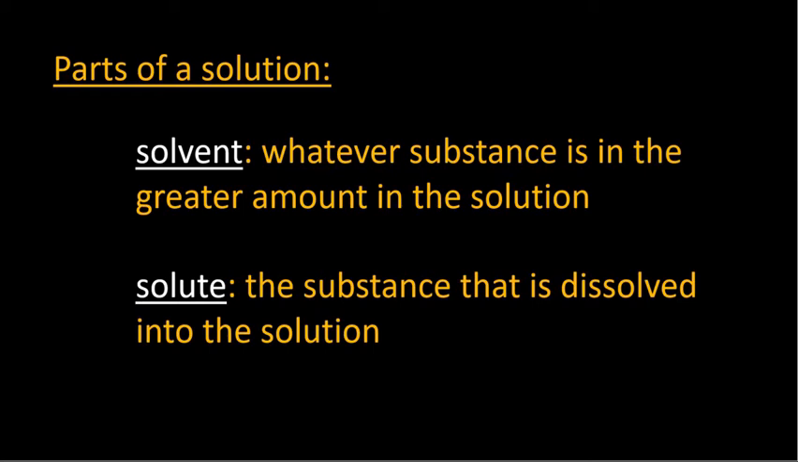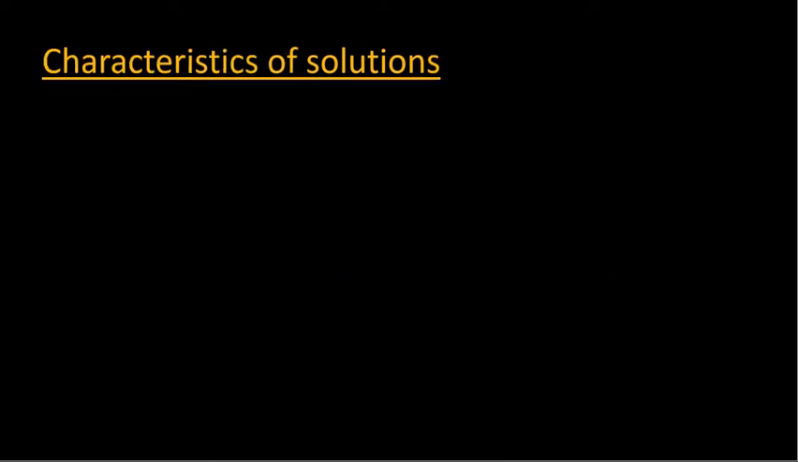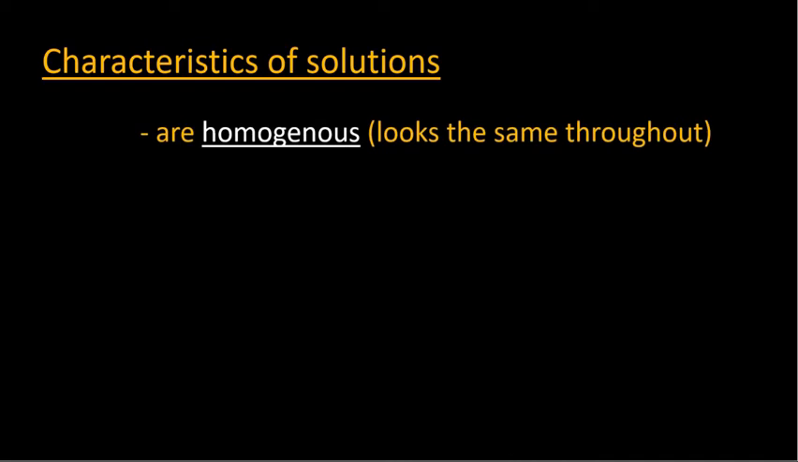Okay, now we need some basic characteristics of solutions. First off, the word you may or may not have known, they are homogeneous. You can see the root word homo meaning same, and the gena meaning beginning or origins. In other words, it looks the same all the way through if you're looking at it. It doesn't have layers, it doesn't have sections. It is the same throughout. You look at it and you can't tell the difference.